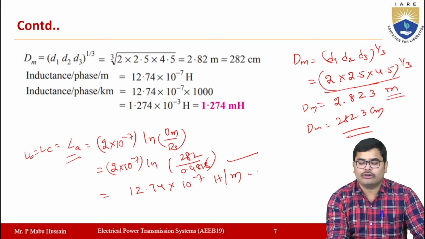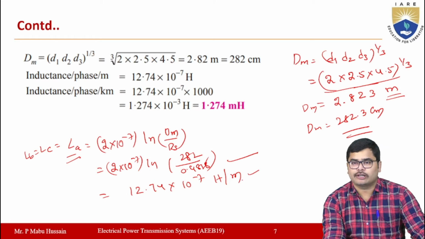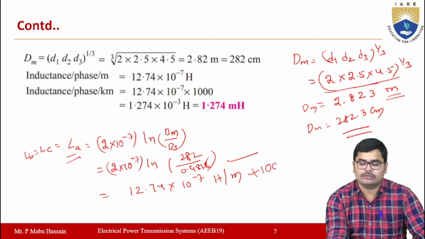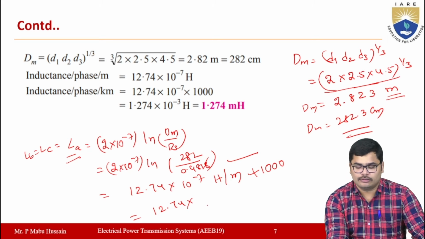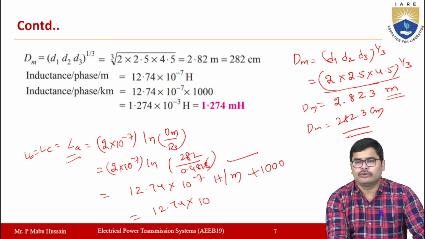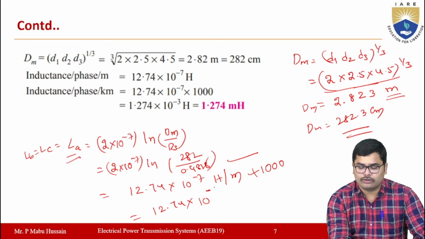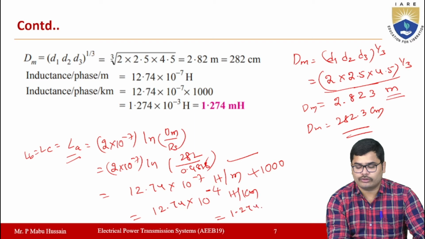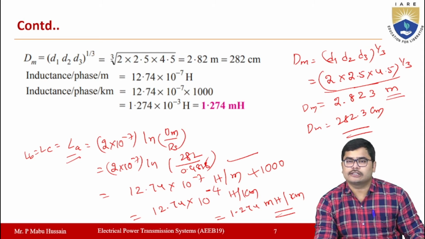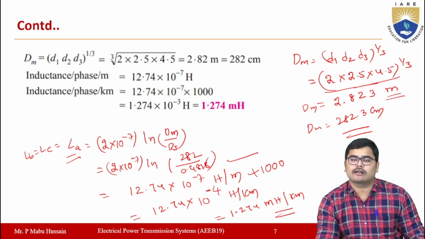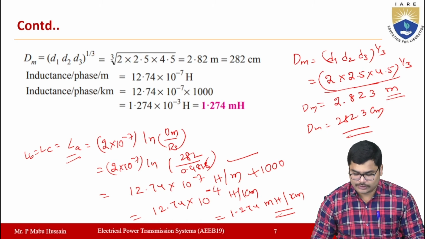So now this value you have to calculate for 1 kilometer length of the transmission line. So you have to multiply this by 1000 so that you will get the value of inductance per kilometer. Right? 12.74 into 10 to the power of minus 4 henries per kilometer. This can even be written as 1.274 millihenries per kilometer. Right? So like this we can calculate the inductance of a three-phase single circuit transmission line system in which the conductors are arranged asymmetrically. Okay.